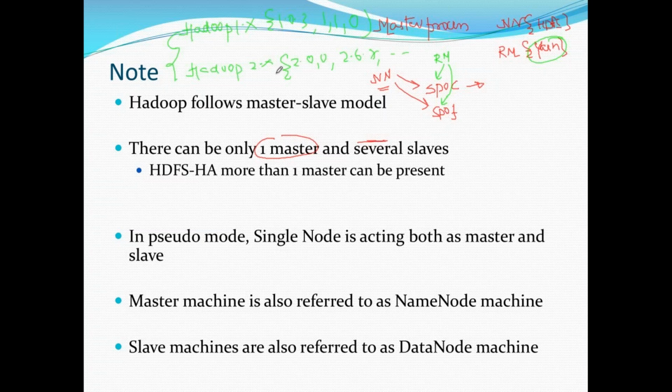In Hadoop 1.x, you have only one name node and only one job tracker. In 1.x, you don't have a resource manager; it was a job tracker. So you have only one name node, one job tracker, and if the name node goes down, the entire thing goes down. But in Hadoop 2.x, you have the HDFS HA concept, wherein more than one name node can be run in an active-passive fashion.